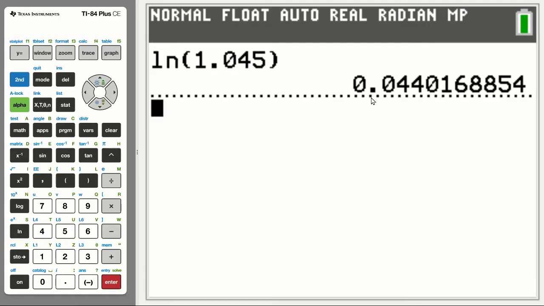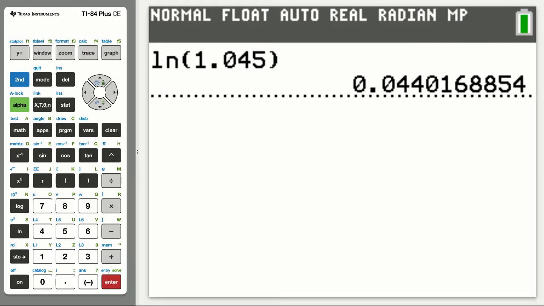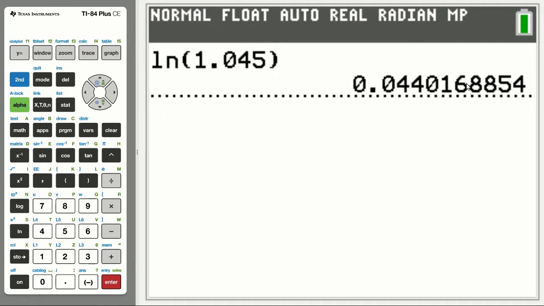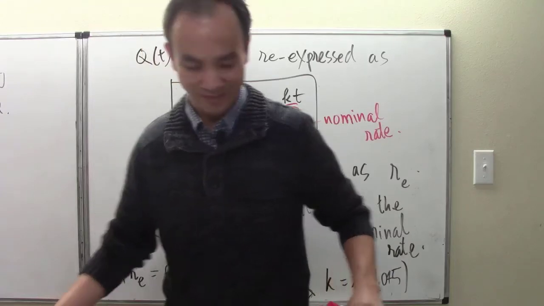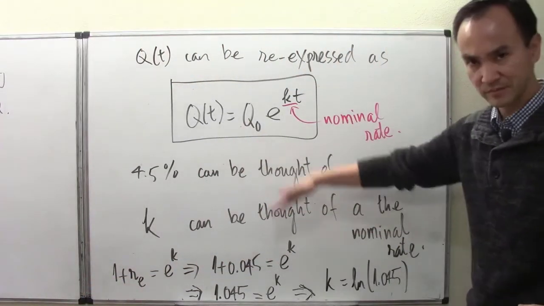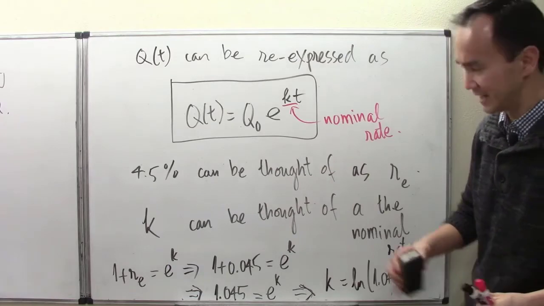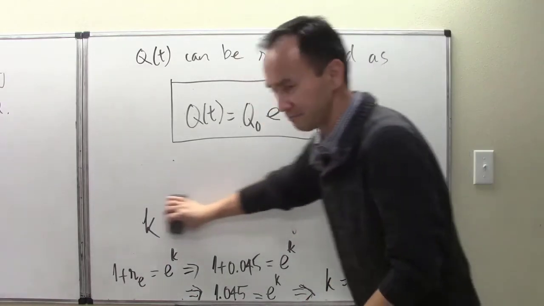That is now 0.04401688854, and the calculator is only showing this many digits, but there are going to be a lot more after that. So I'm just going to round to 5 decimal places. Okay, so 0.04402 right here. That's all I need right now. All right, so 0.04402. That's my value for k right here. So now I definitely need to erase a lot of these explanations I've had on the board, assuming you have already copied it down.